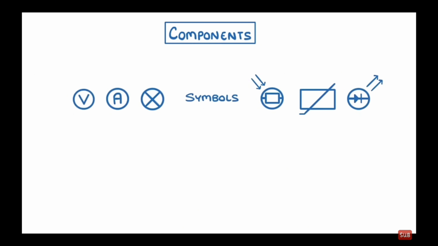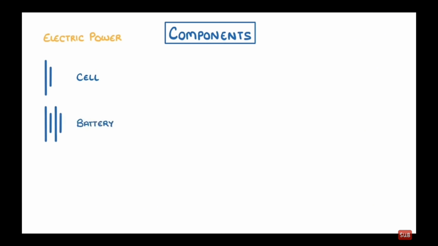In order to draw circuit diagrams, we need to know what the different components do and the symbols that we use to represent them. So in today's video, we'll quickly explore all of the main symbols that you need to know about. To provide electric power to a circuit, we need either a cell or a battery.